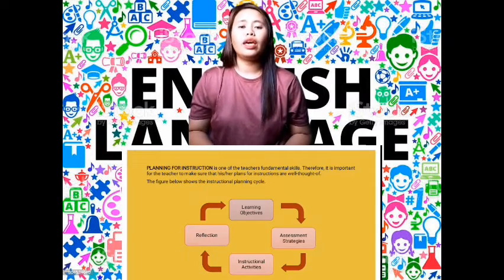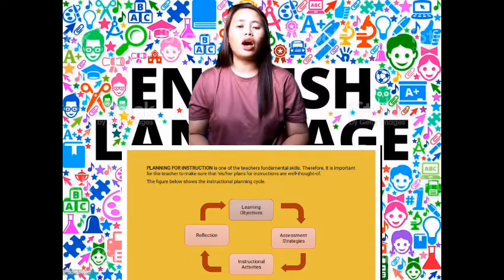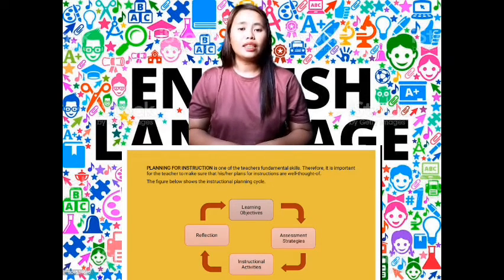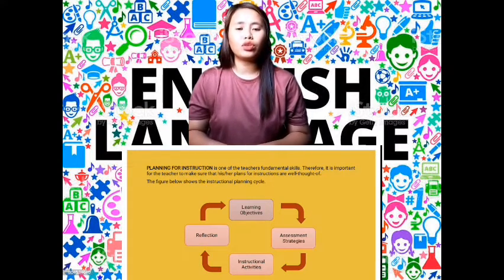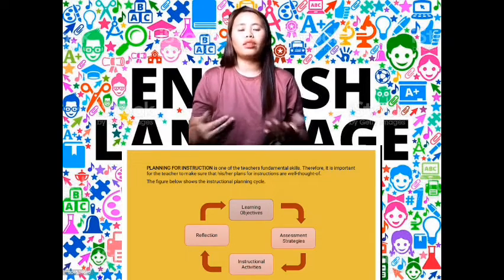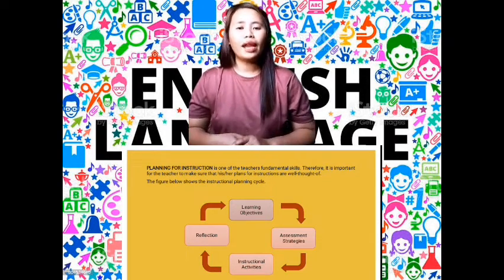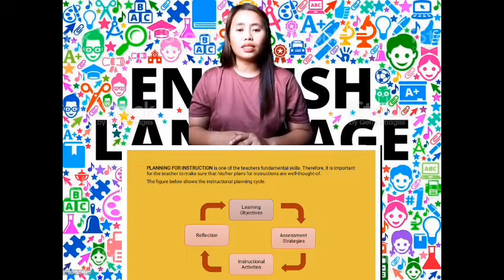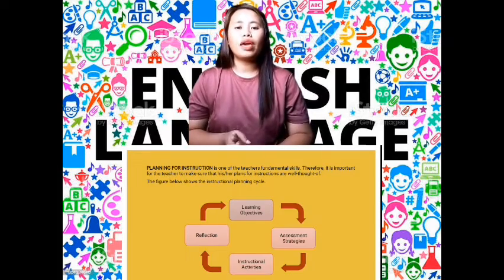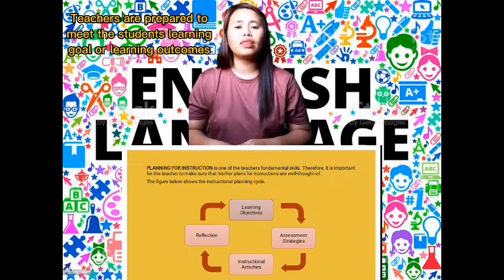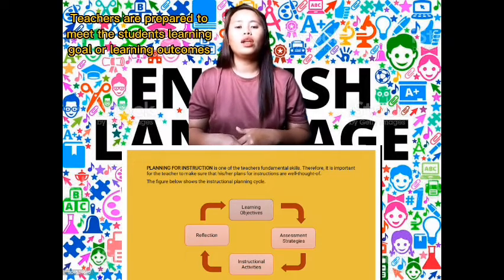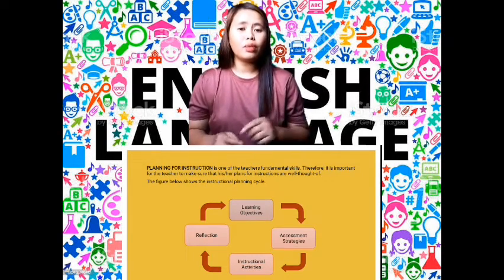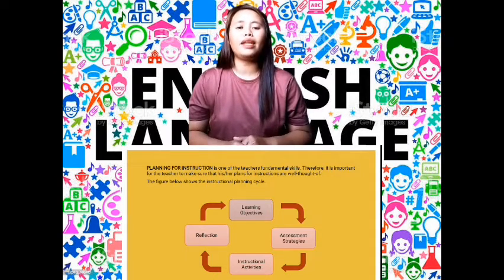Planning for instruction is one of the fundamental skills of the teacher. Therefore, it is important for the teacher to make sure that his or her plans for instruction are well thought of. To add, planning for instruction does not only stick to what students will learn but also how they will learn. This is to ensure that teachers are prepared to meet the students' learning goals or learning outcomes. So the figure below shows the instructional planning cycle.